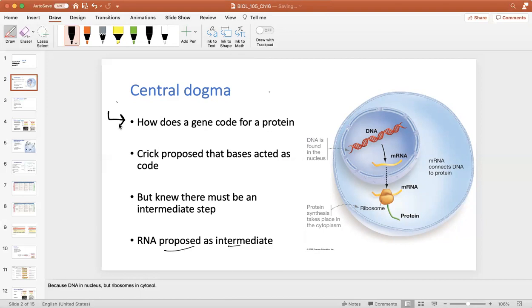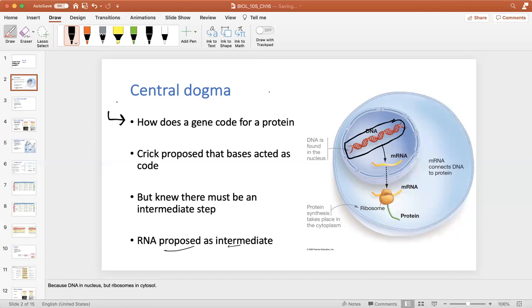And at that time, remember, we knew that DNA was the hereditary material. So Francis Crick, when looking at the molecule of DNA, proposed that the bases acted as a code, sort of like words in a sentence. But he also knew that there must be an intermediate step. He knew that DNA could not all by itself be a code.